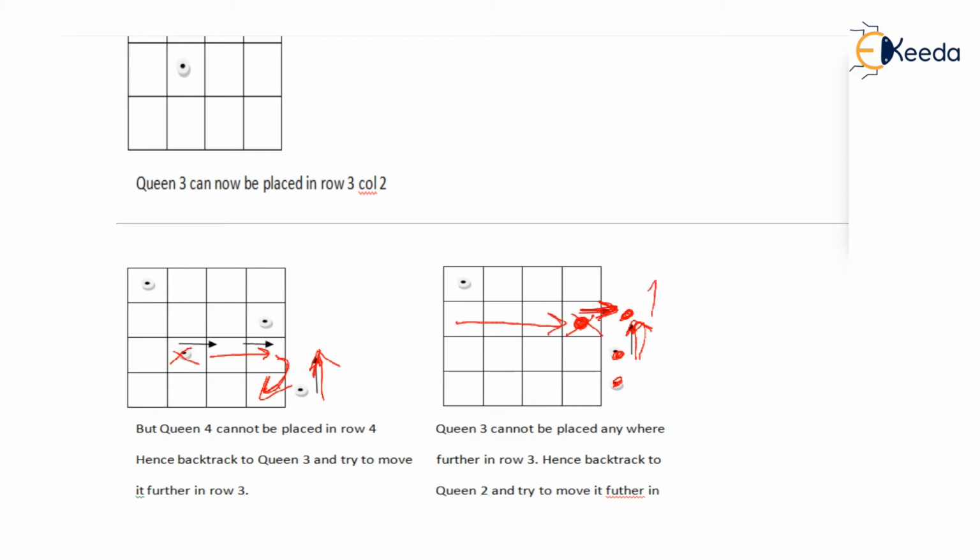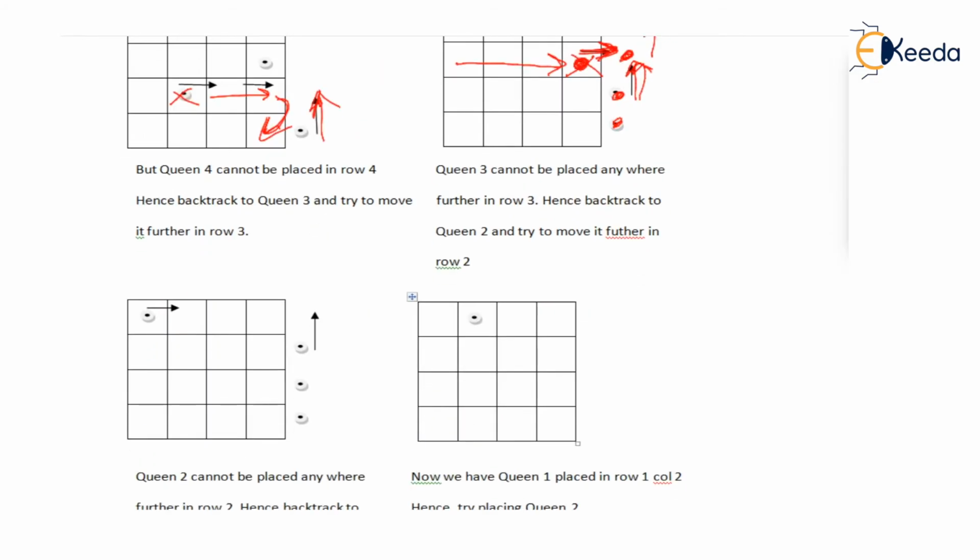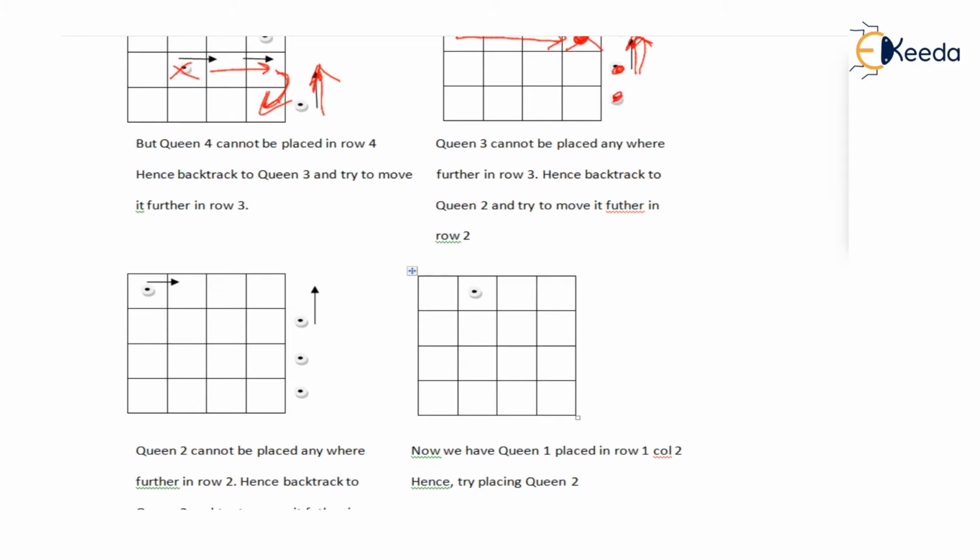Now you will backtrack, isn't it? Back to the first queen. That's what has been shown in the next slide over here. The second queen also has moved out and we are back to the first. So the argument I am making is there is no solution.